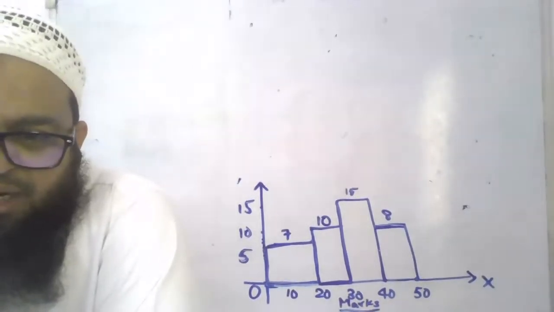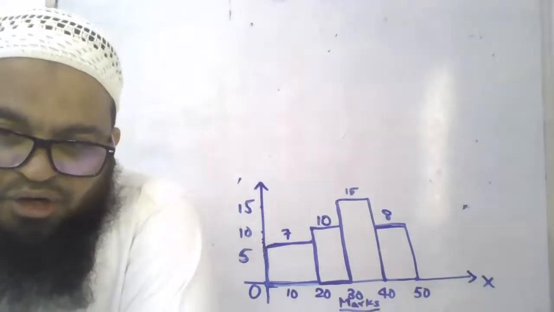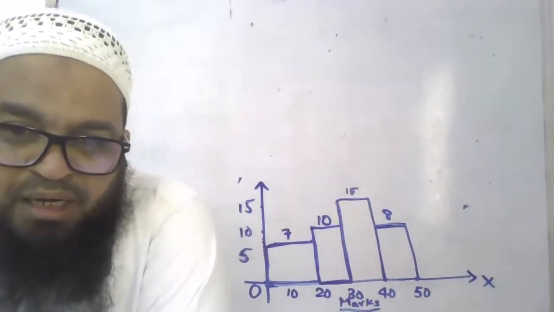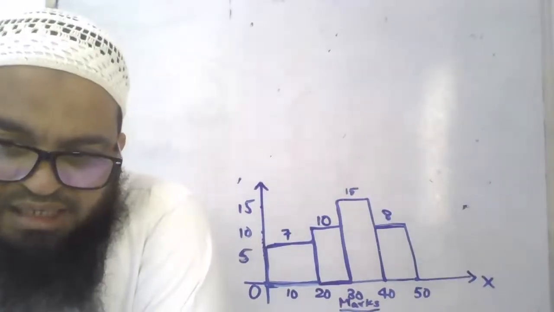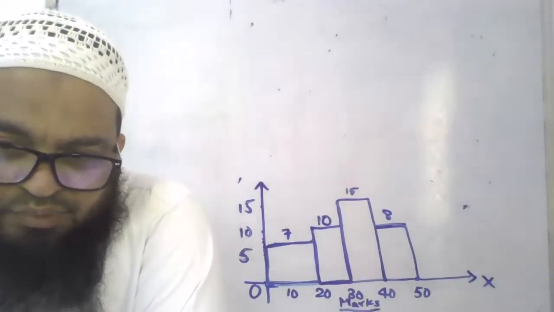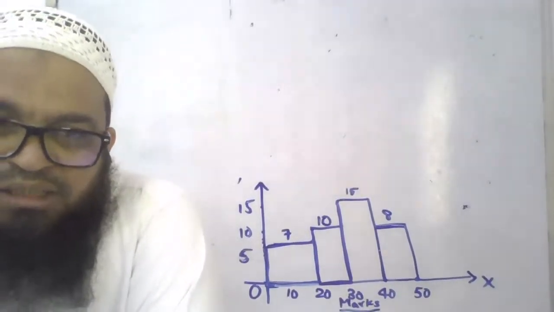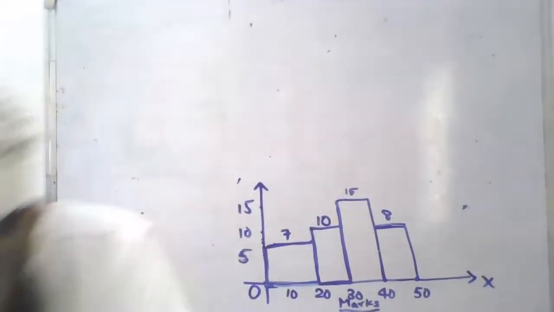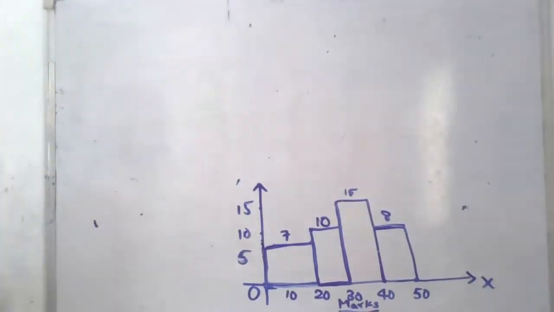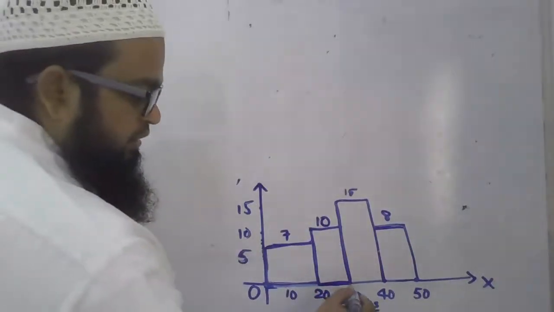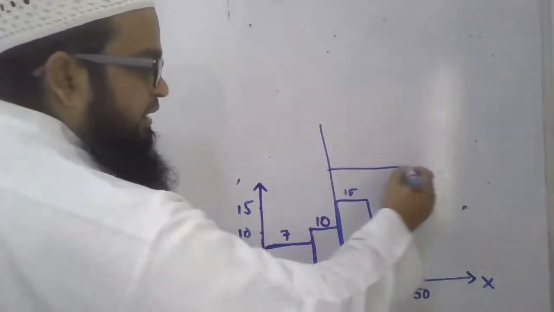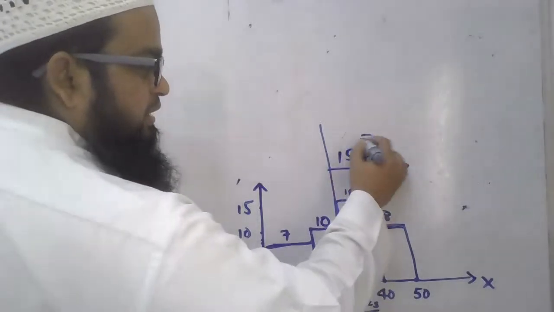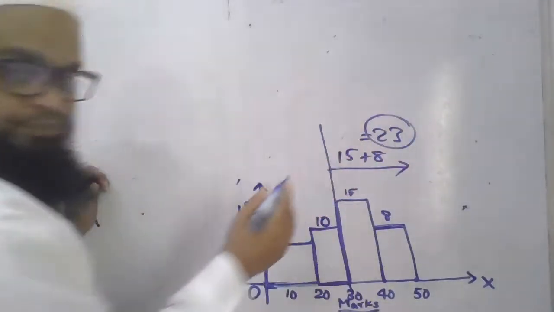See, now I will explain to you. Sahil, also check your answer. See, my question is, listen everybody now. How many students got more than 30 marks? When I asked you more than 30, where is 30? 30 is here. More than 30 means this much. 15 plus 8 is equal to 23 students.